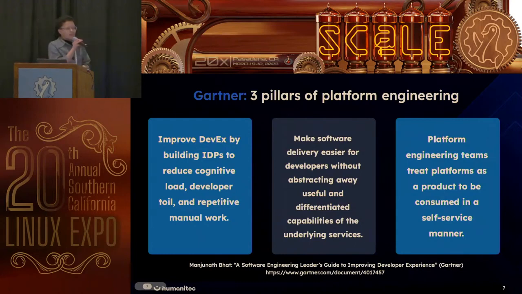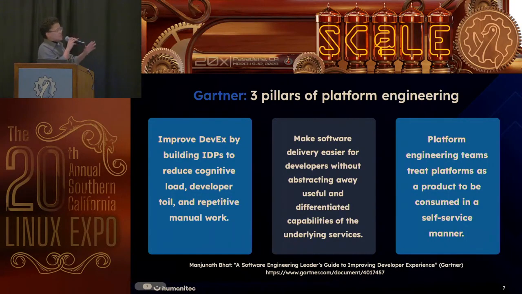Recently, Gartner has put out a number of reports that have highlighted platform engineering as a top strategic trend for software engineering organizations. And one of the helpful frameworks that they have presented is these 3 pillars of platform engineering. And I wanted to introduce these because it really covers a lot of the topics that we're going to be discussing today. The first pillar is that platform engineering improves the developer experience by building internal developer platforms to reduce cognitive load, developer toil, and repetitive manual work.